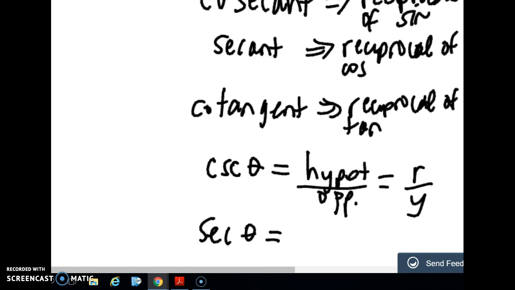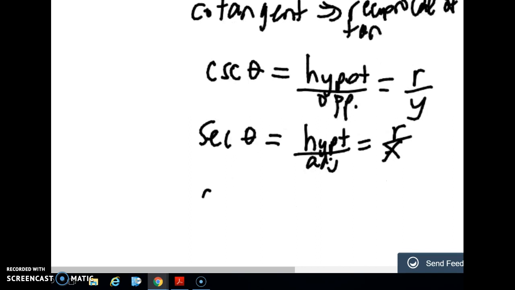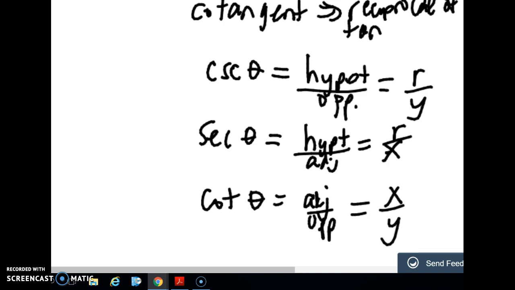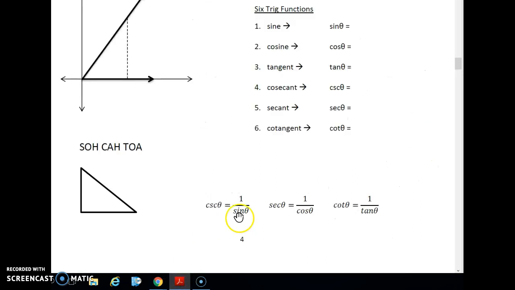Secant of theta is the hypotenuse over adjacent, which is r divided by x. And cotangent of theta is the adjacent over the opposite, which is x divided by y. And these are the 6 trigonometric functions. Again, the last 3 are the reciprocals of the first 3, and that is listed at the bottom of page 4 of our notes.